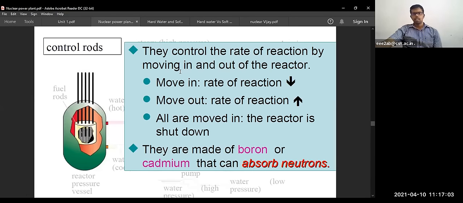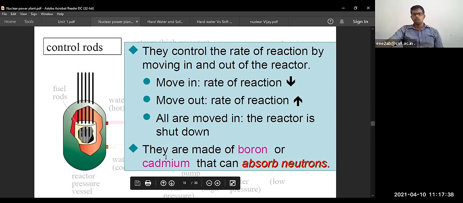Next, control rods. Control rods control the rate of reaction by moving in or out of the reactor. If they move in, the rate of reaction is reduced. If they move out, the rate of reaction will be increased. When all are moved in, the reactor will be shut down. If you want to shut down the nuclear reactor, you push all the control rods inside, like the fuel rods, and automatically the entire power plant becomes shut down.